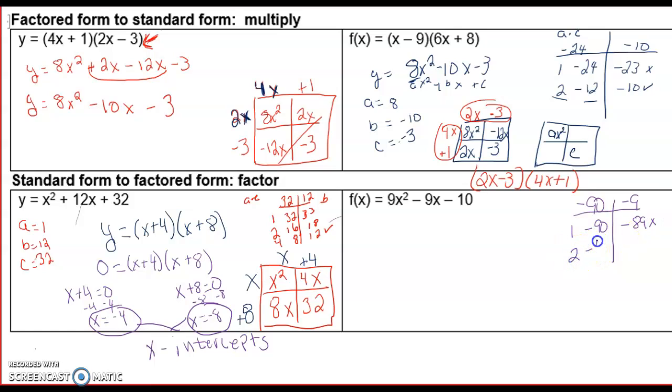2 times -45 equals -90. Add them together, that's -43. Nope, doesn't work. All right, what about 3? Well, it sure does. 3 times 30. Nope, still not going to work because that gives me -27. Nope. 4? No, 5 does.